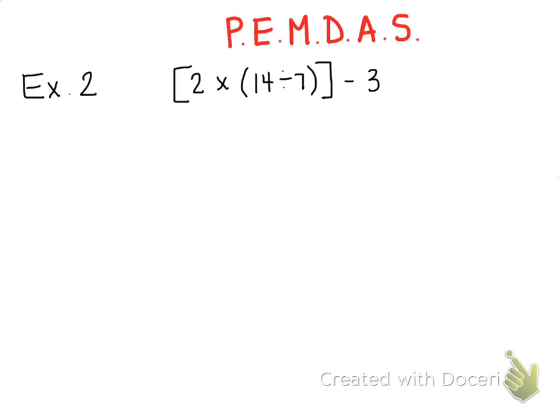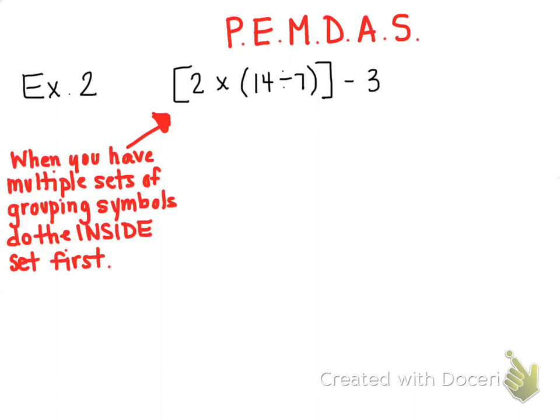What you need to understand is that when you have multiple sets of grouping symbols, you do the innermost set first. So when I look at this one, I have brackets and parentheses. That means I have to do the parentheses before I do the brackets. You have to understand that you don't get rid of the grouping symbol until you have solved every part of what's inside the grouping symbol. And I'll show that when I go over this. I'd like you to try it out first, though, and see how you do. So pause the recording and see what you get.